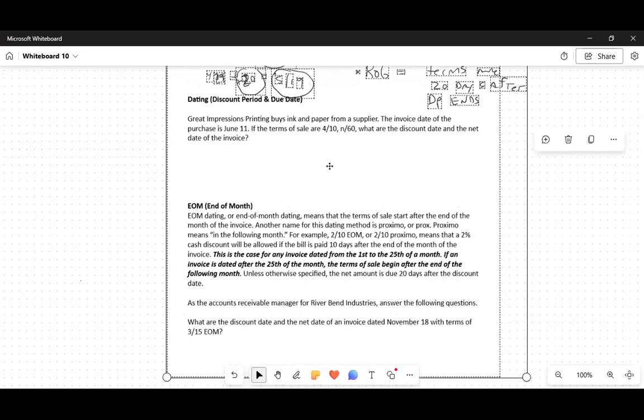So Great Impressions Printing buys ink and paper from a supplier. The invoice date of the purchase is June 11th. The terms are 4/10, n/60. What are the discount date and net date of the invoice? So they're not asking us about any money. They just want to know what's the discount period and when does it end. So the best way to do this is the way that your book does it.